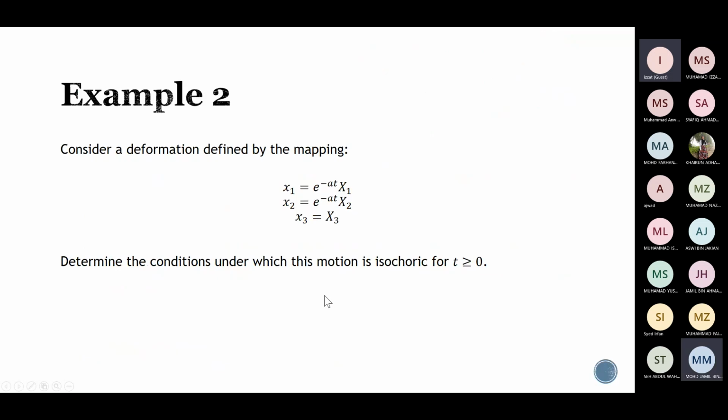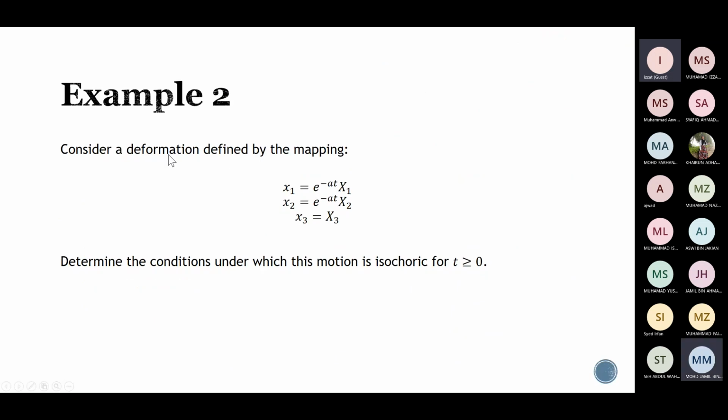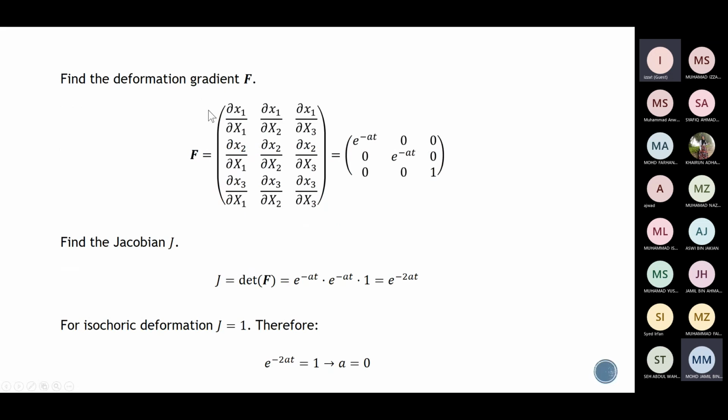Okay, so let's look at an example of how to apply the Jacobian. Consider a deformation defined by this mapping or motion. Determine the conditions under which this motion is isochoric, for positive time. Firstly, we determine the deformation gradient. You determine the deformation gradient using the formula, and then you get this matrix.